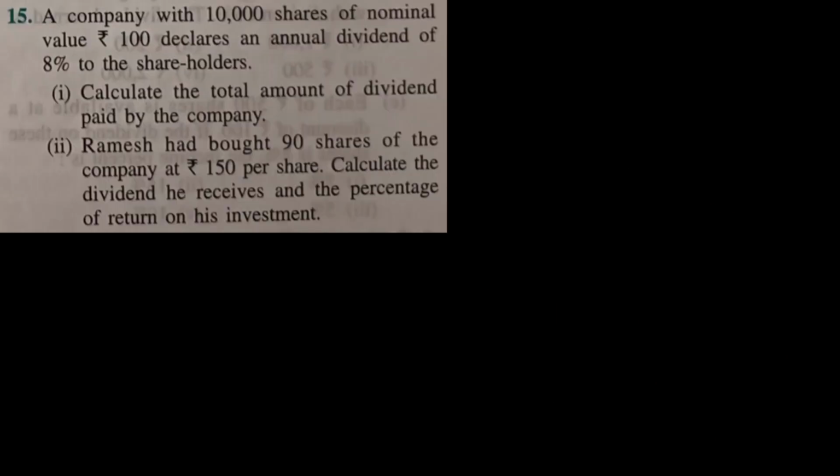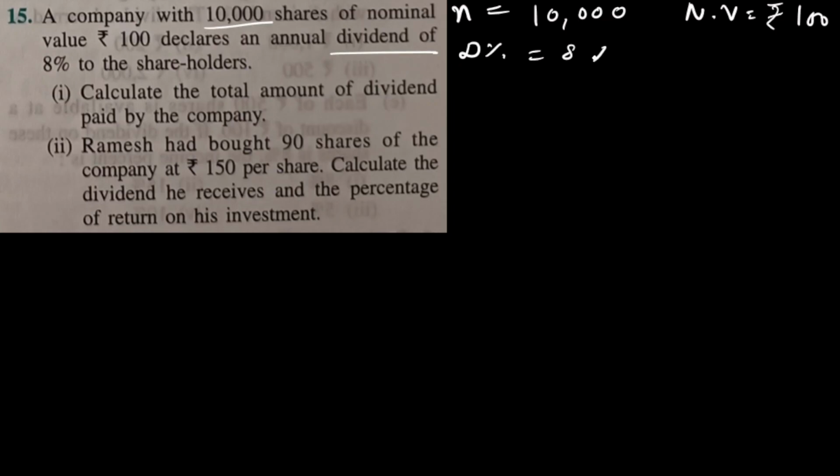Now let's do the next question. A company with 10,000 shares of nominal value. So a company has some shares, which means the number of shares is mentioned as 10,000. The nominal value is also given. This company has 10,000 shares whose nominal value of the share is rupees 100 and its annual dividend is 8%. So the dividend percent is also given to us, which is equal to 8%. Calculate the total amount of dividend paid by the company. So the dividend paid by the company is to be found.